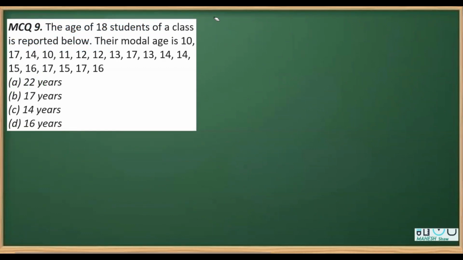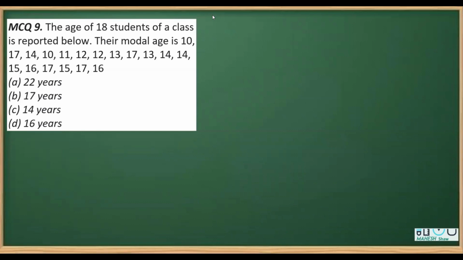The next question, MCQ 9, says the ages of 18 students in a class are reported below, and we have to find the modal age. Now, these are the options given here. What is mode? The mode is the observation which has the maximum frequency, the one which occurs the maximum number of times. Option 22, as you can see, there is no number 22, so that cannot be the mode. Now check for 17 here.